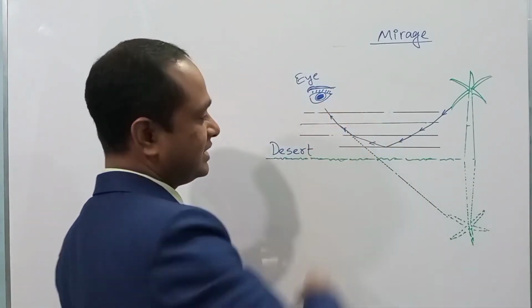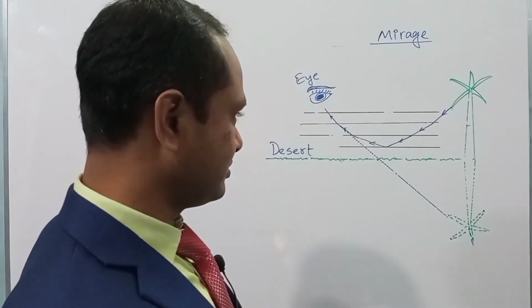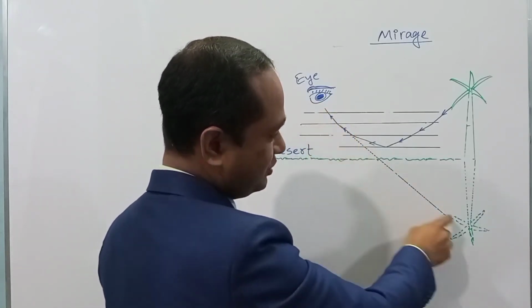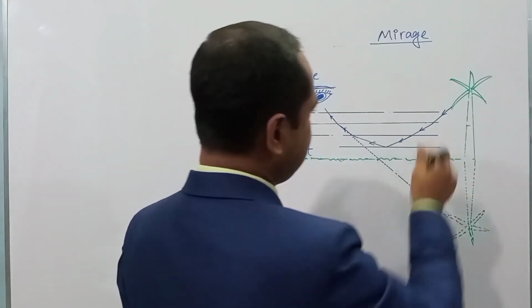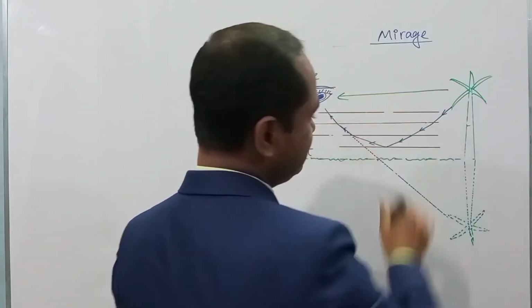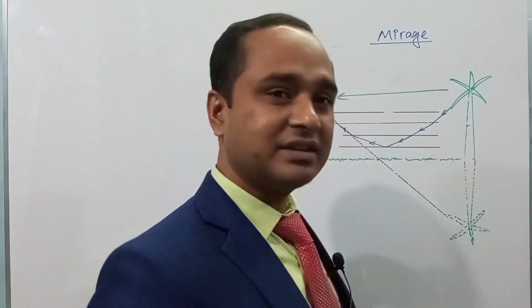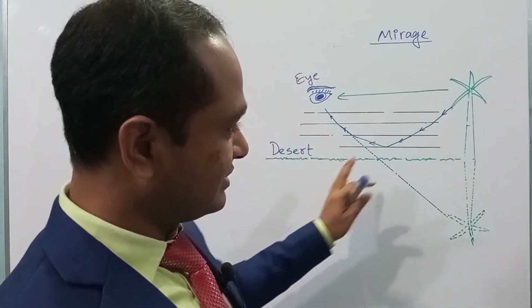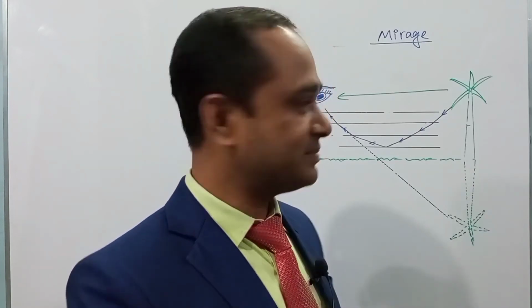And if the reflected light falls on the eye of a person, then it seems to the person that the light is coming from this point. So at the same time he will see the real object, and he will see a virtual image of the real object. So it seems to the person that there is a water body near the tree, right? So this phenomenon is called mirrors in desert.